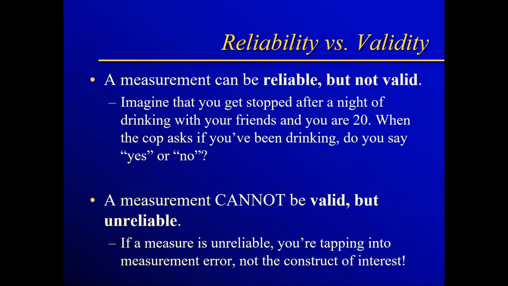So a measurement can be reliable but not valid, like we just experienced. Here's another example. Imagine that you get stopped after a night of drinking with your friends and you're only 20 years old. When a cop asks, have you been drinking, do you say yes or no? A rhetorical question, but it's probably pretty reliable that you're going to say no, right? No, officer, I haven't been drinking.